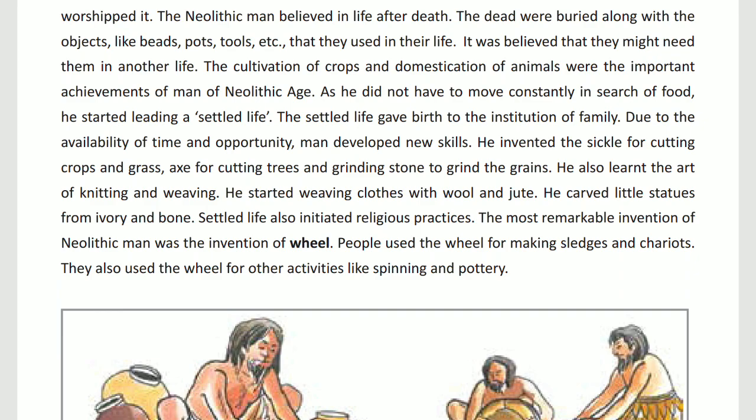The cultivation of crops and domestication of animals were the important achievements. Now, what were the main achievements of Neolithic man? The main achievements of the Neolithic man were the cultivation of crops and domestication of animals. We have to underline these 2 points.